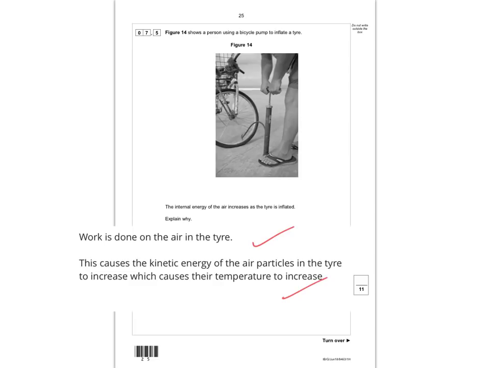And the overall reason why internal energy increases is, remember that internal energy is made up of the potential energies and the kinetic energies of the gas particles inside the tyre, and we're increasing their kinetic energy, which is why their internal energy increases. That brings us to the end of this question, so please give yourself a mark out of 11, and we can look forward to moving on to question 8.